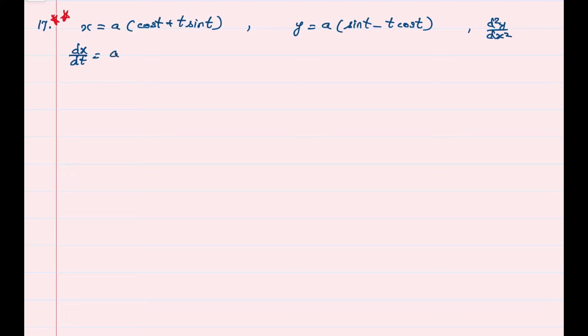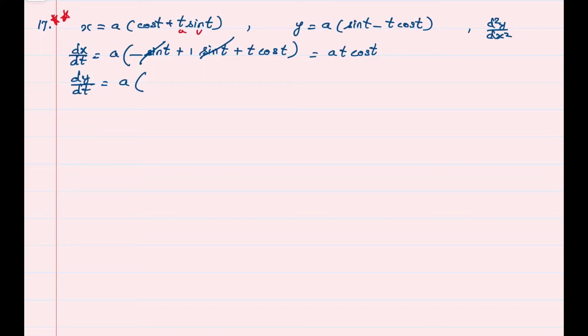A is a constant. A times derivative of cos t is minus sin t plus, here product rule u and v, u dash into v plus u v dash, which is a t cos t. Now, we will find dy by dt. A times derivative of sin t is cos t minus of, we will use product rule, derivative of t is 1 into cos t plus t times derivative of cos, which is minus sin t. Plus cos t and minus cos t are getting cancelled, and we get minus of minus will become plus a t sin t.